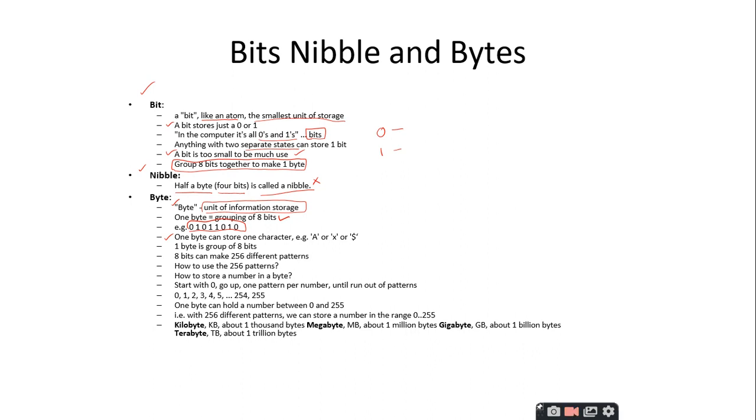A is stored as 1 byte, B is stored as another byte, C is stored as a byte, and the plus symbol is also taken as a character, stored as 1 byte, 8 bits. Like that, any symbol is considered a character and is stored as a sequence of 8 bits, which is called 1 byte. So 1 byte is a group of 8 bits. And let us see what these patterns are.